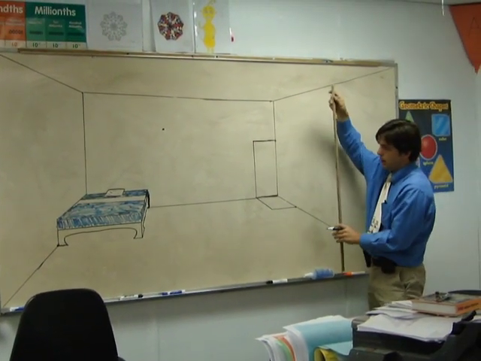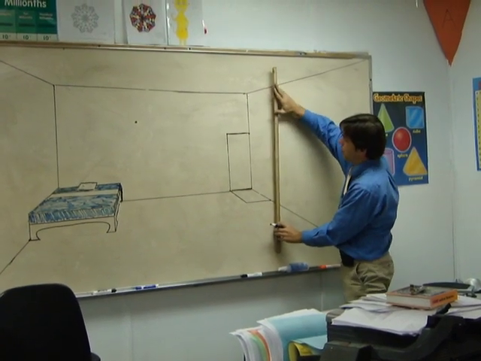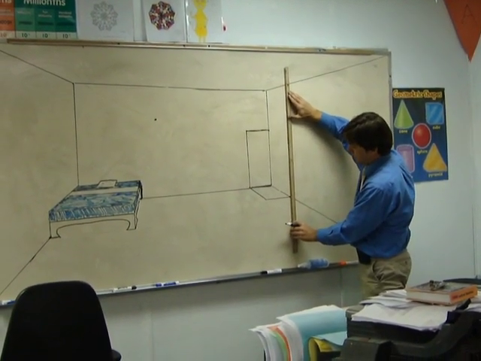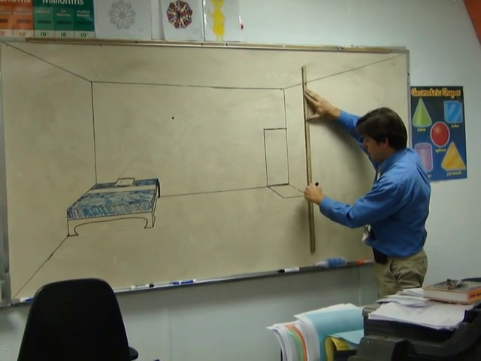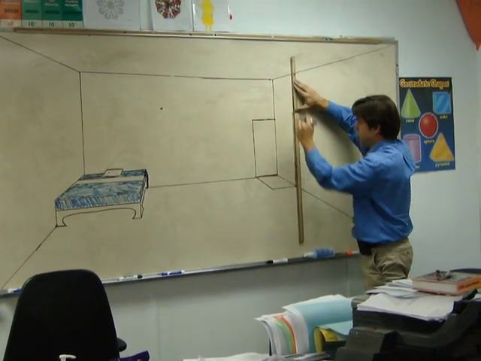Next, we're going to make this edge of the dresser. The truth is, it doesn't matter too much what order you do these things in. This line will be a vertical line, and again, make it longer than it needs to be. You can always erase something.